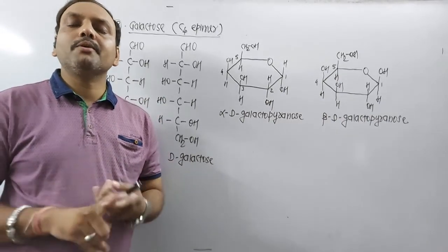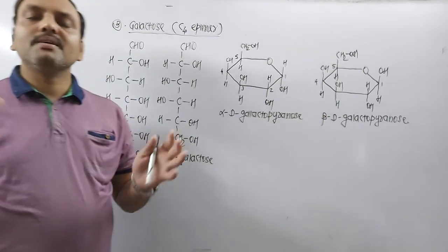So these are the epimers of glucose. We have discussed C2, C3 and C4 epimers of the glucose.